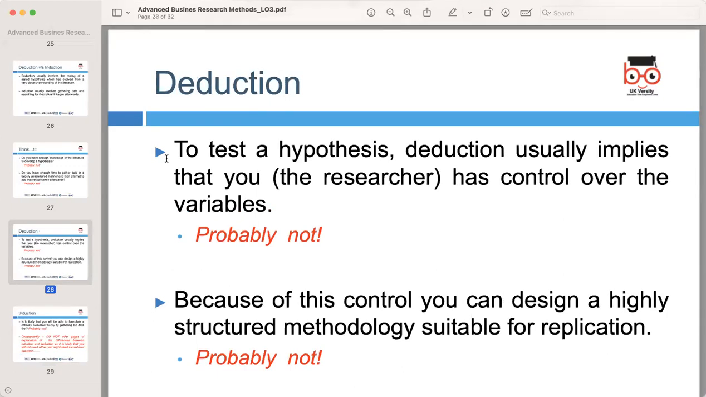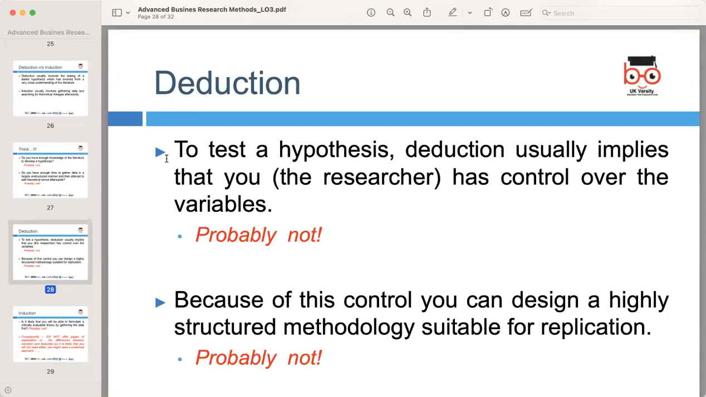Deduction. To test a hypothesis, deduction usually implies that the researcher has control over the variables. Probably not. Because of this control, you can design a highly structured methodology suitable for applications. Probably not. In reality, deduction can be used even when the researcher does not have direct control over the variables being studied.